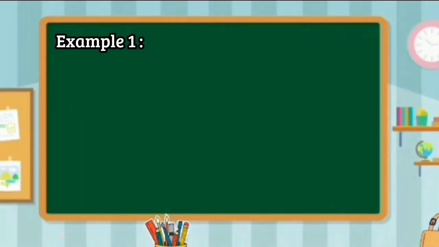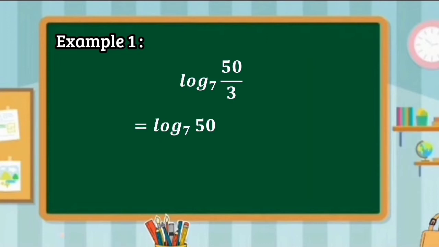Let us apply the logarithm of a quotient in expanding the following expressions. Example 1. Expand log of 50 over 3 to the base 7. Making use of logarithm of a quotient, we have log of 50 to the base 7 minus log of 3 to the base 7.